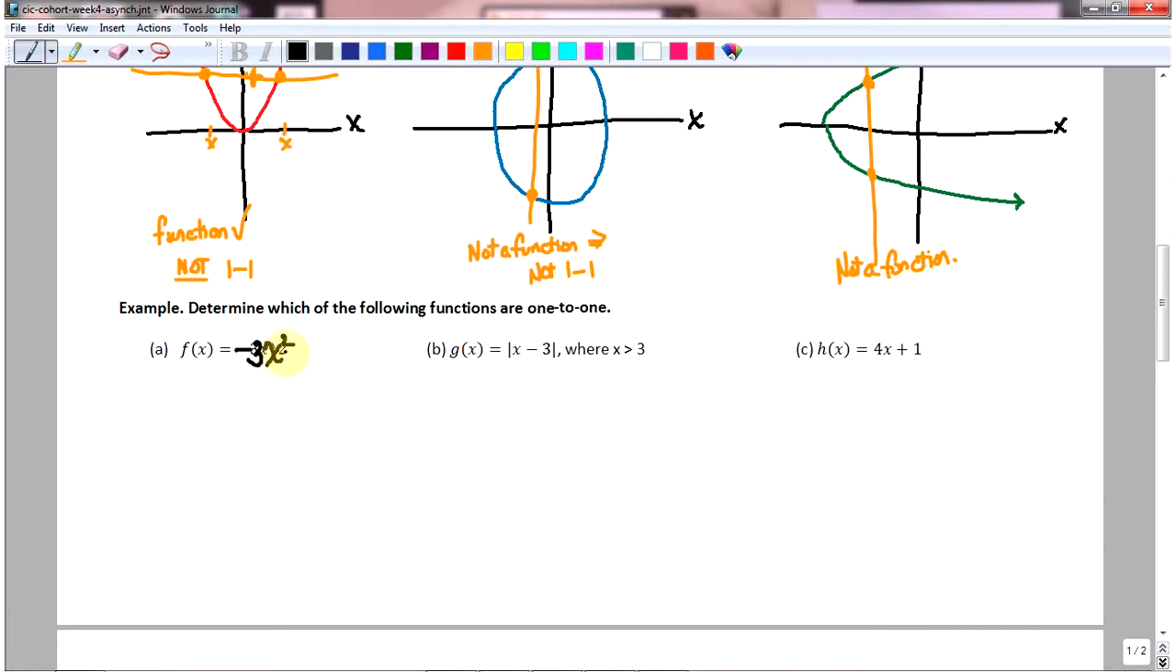Hopefully you remember that the graph of x squared is a parabola. The negative is going to make it open downward, and when you multiply by 3, it just makes it skinnier. So the graph of this is going to look something like that. So when we draw our horizontal line, it crosses more than one time, so that tells us that it is not one-to-one.